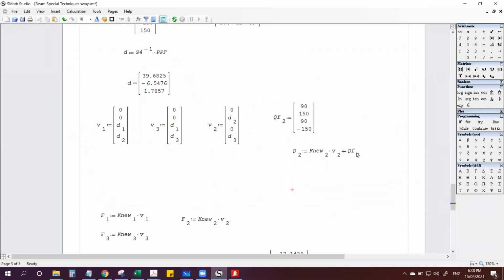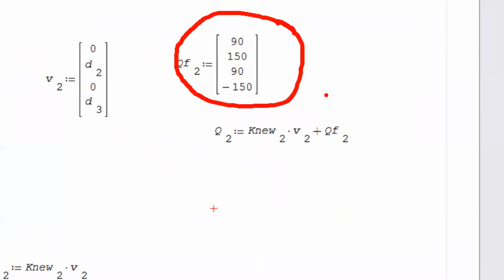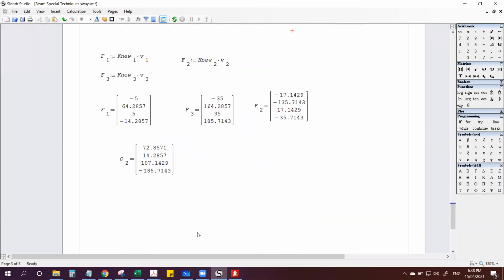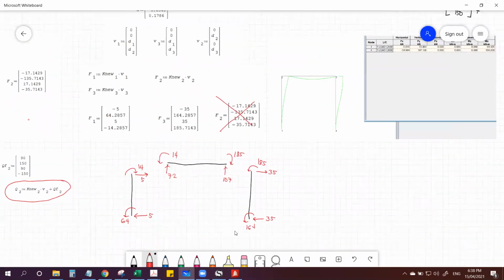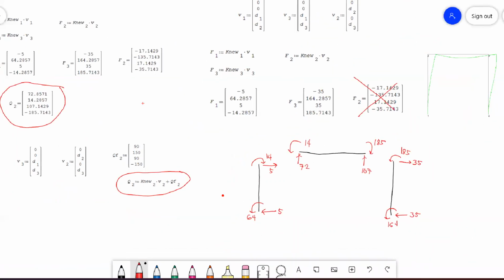And to get the member end force for member 2, the formula is k times the displacement matrix plus the qf, because you have an applied load along the span, and your qf vector is this. So your q2 is this. I have this pasted here already. Okay. So for member 2, 72 is this one. 14 is the moment. 107 is the reaction, vertical. Negative 185 is the moment.